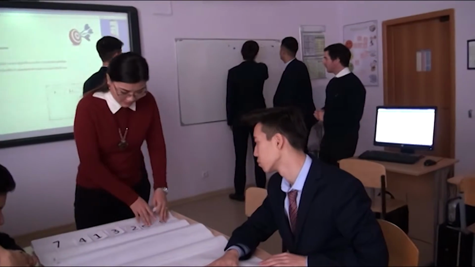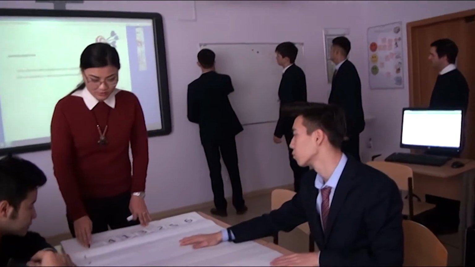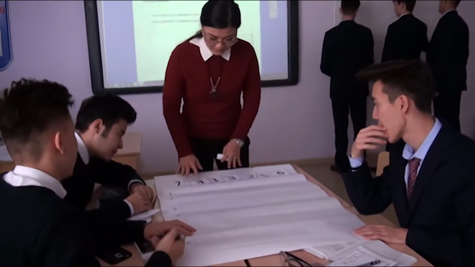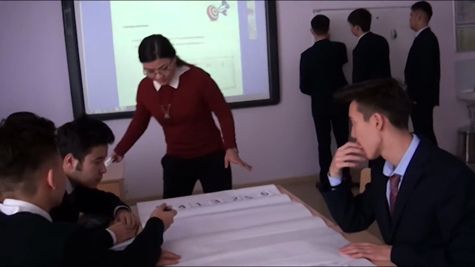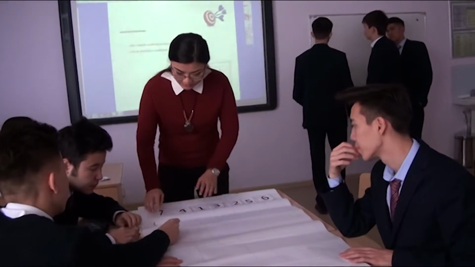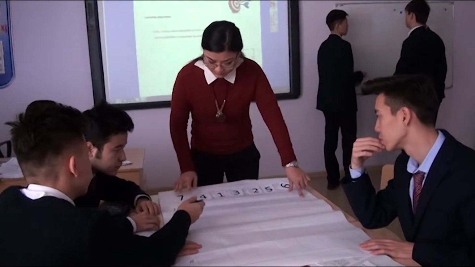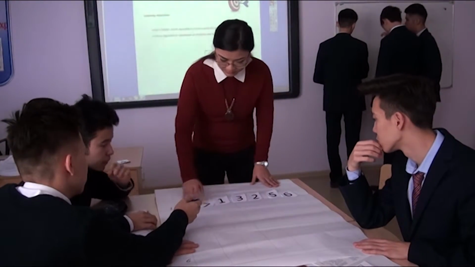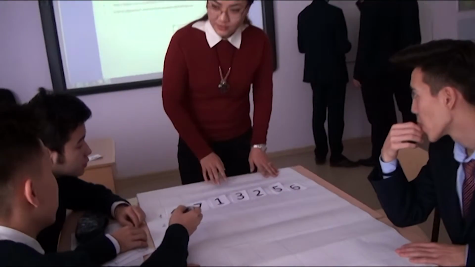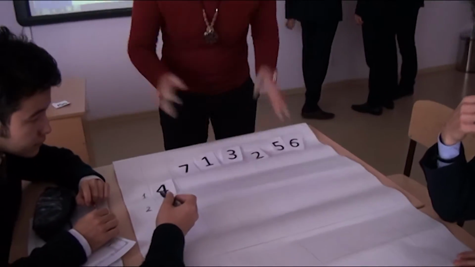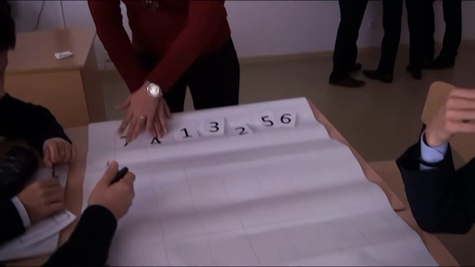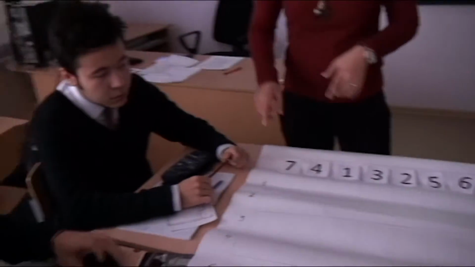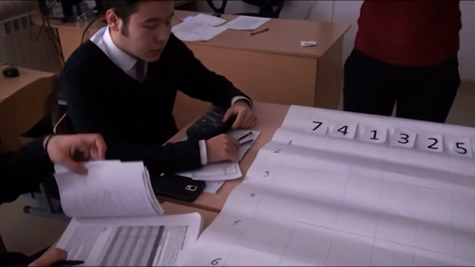How are you going to sort using bubble sort? You have to fix it right in your copybook at each step, okay? Initial. This is the initial position. How do you write it? Here, in the first step, what will be? How will this be changed? So you have to remind yourselves what bubble sort is. We need to write it in our copybooks: first step, second step, so you get one table.